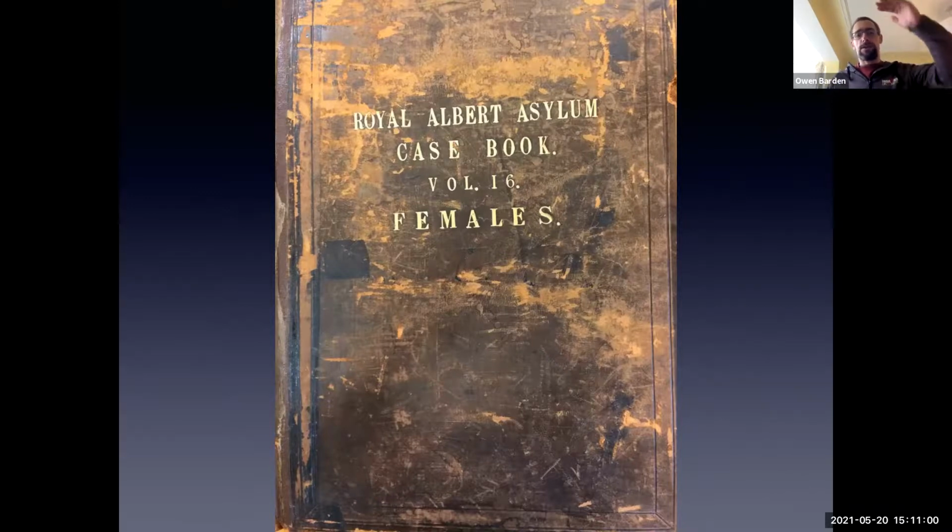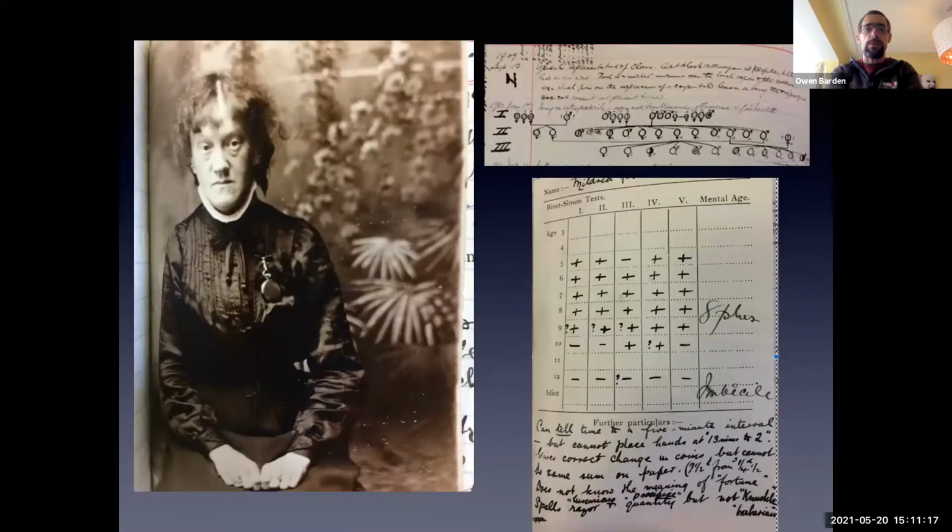And it's a huge book. It's like something you'd see in Harry Potter or something. This huge leather-bound book. You have to put it on a special rest to open it. Be very, very careful how you handle it. And in this admissions book, there is documentary evidence of people being admitted to the Royal Albert Asylum.